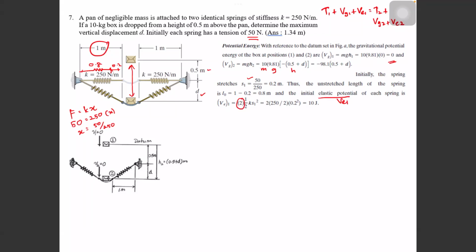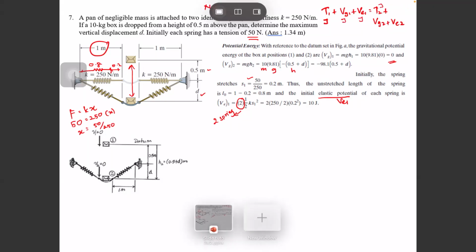Okay, you have 2 times half KS square. Ini sebab we have 2 spring. Right? So you get VE1 is equals to 10 joule. Okay, 10 joule. Ingat our units for this adalah joule. Joule, ini pun joule. Joule or Newton meter. Okay, samalah dengan is equals to, apa ni? Joule lah, joule. Tak jadi pula joule. Right?